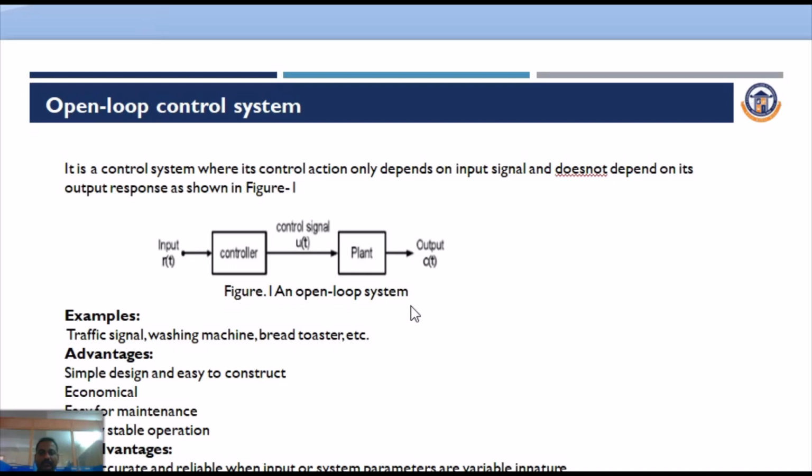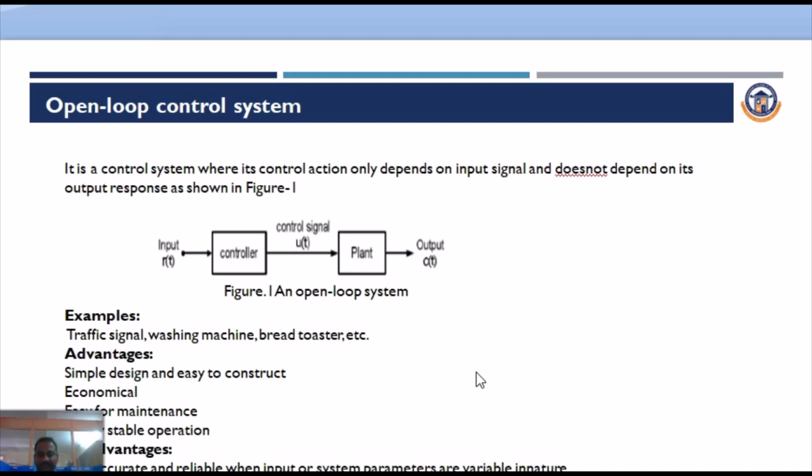So here the open loop control system can be depicted as follows, where the input is R(t), given as control, and your control signal is U(t), which is given as an input to your plant, and the output is C(t). So what are the examples of your open loop control system? Traffic signal, washing machine, and the toaster, etc. These are all examples of your open loop control system.